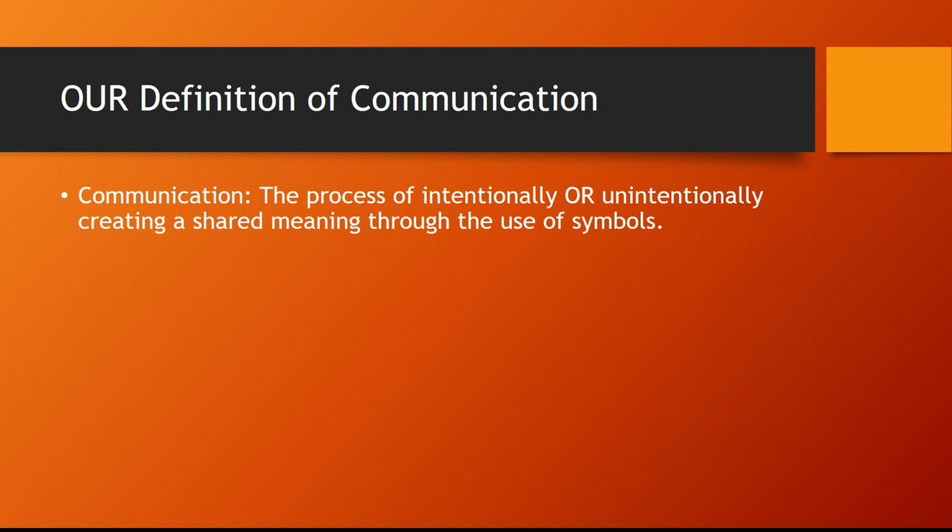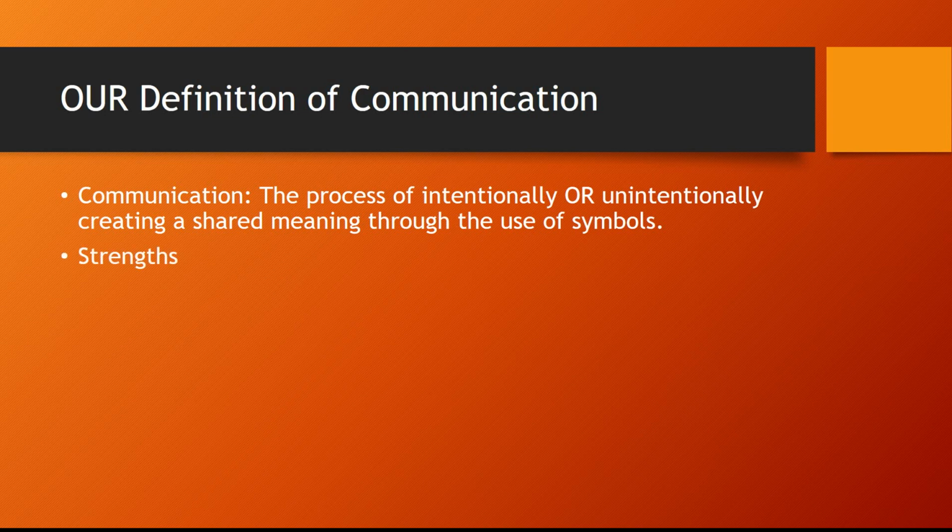Creating a shared meaning. Both parties in communication have to agree upon what it means. If we don't, then we have to start from square one. And obviously through the use of symbols, a thing that represents another thing. That could be the language we use, signs, letters, hand gestures, facial expressions. We'll talk about all the different types of symbols that we can use to communicate with another individual or another group of individuals.